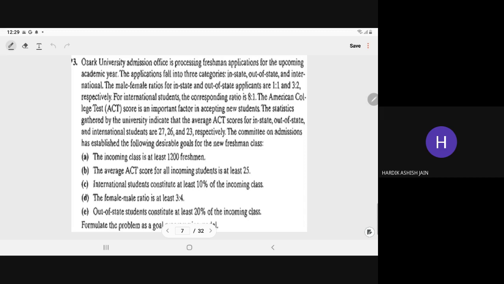Let us have another question. Question number 3 from your book. Ojak University admission. It is readable, na? Or a little small?